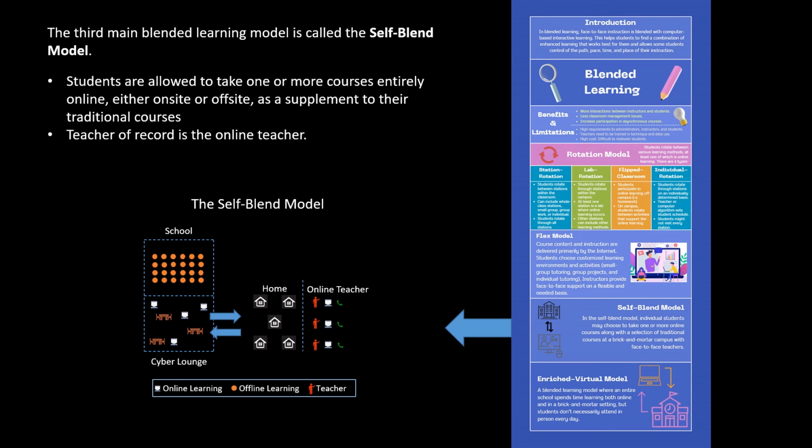The third main blended learning model is called the self-blend model. In this model, students are allowed to take one or more courses entirely online, either on-site or off-site, as a supplement to their traditional courses. In this case, the teacher of record is the online teacher.